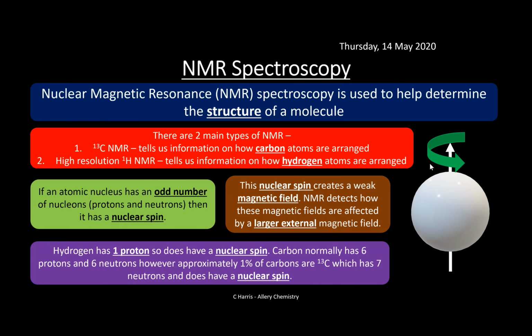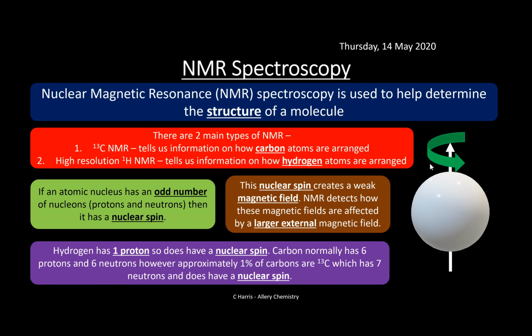Okay, so hydrogen has one proton, and so it does have a nuclear spin because one is an odd number. Carbon normally has six protons and 6 neutrons. However, about 1% of the carbon is actually carbon-13, which is clearly an odd number because it contains 7 neutrons and does have a nuclear spin.